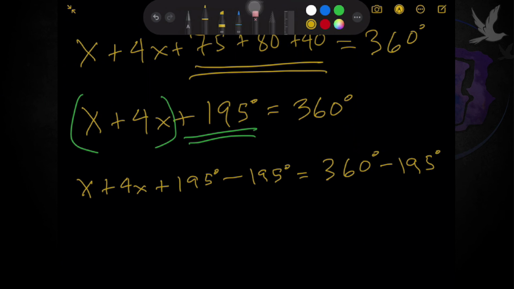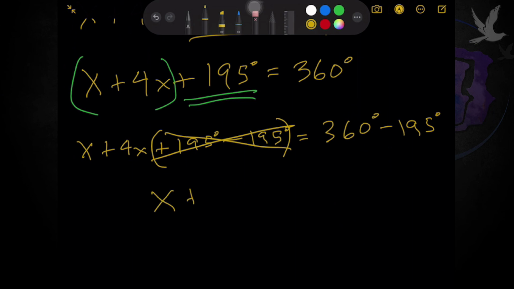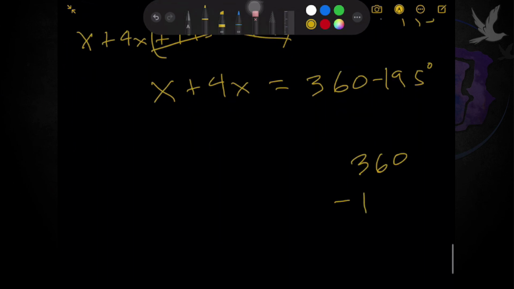Okay. So, putting them together, x plus 4x, removing this value pala muna. This is now equivalent to 0. So, wala nang value yan. Rewriting it, we now have x plus 4x is equivalent to 360 minus 195 degrees. So, doing so, we have 360 minus 195 degrees.